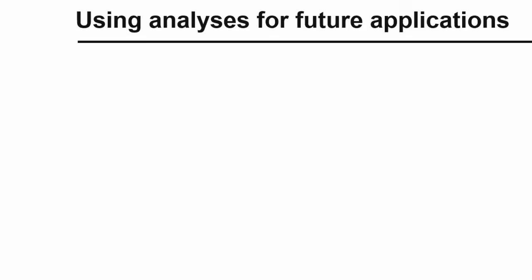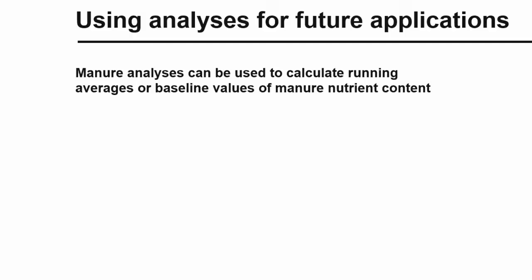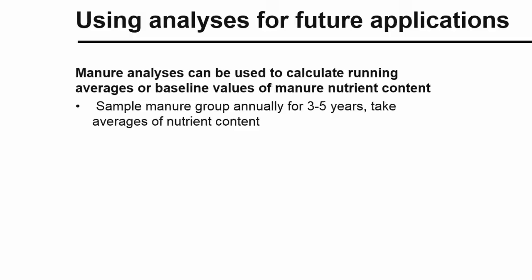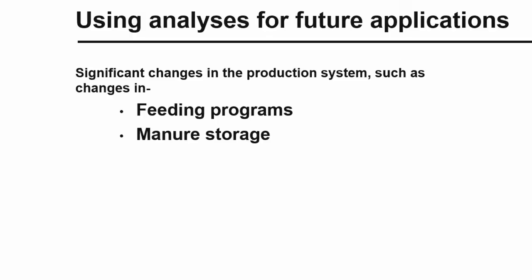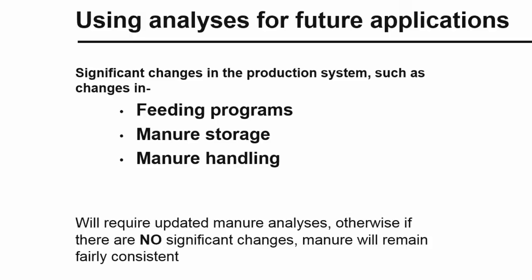However, it is recommended that application rates be based on running nutrient content averages or baseline values. To obtain these average values, each manure group should be sampled annually for 3 to 5 years. After the initial period of sampling, manure can be sampled periodically to monitor nutrient values. As long as no significant changes are made in the production system, such as changes in feeding programs, manure storage, or manure handling, nutrient content should remain fairly consistent.